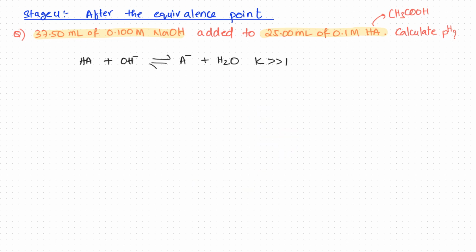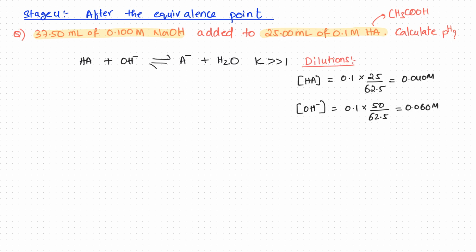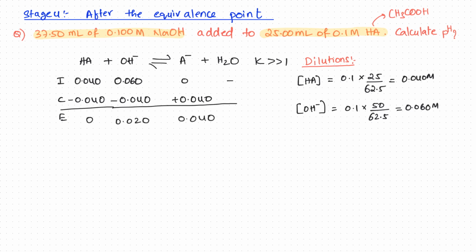Let me write down the equation again. Acetic acid reacts with hydroxide ion to form acetate ion and water. The K value for this reaction is greater than 1. We will do the dilutions first, then set up an ice chart and calculate the equilibrium concentrations of all species. At the end of the reaction, all the acetic acid is consumed and we are left with acetate ion, which is the conjugate base of acetic acid, and the OH- ion.